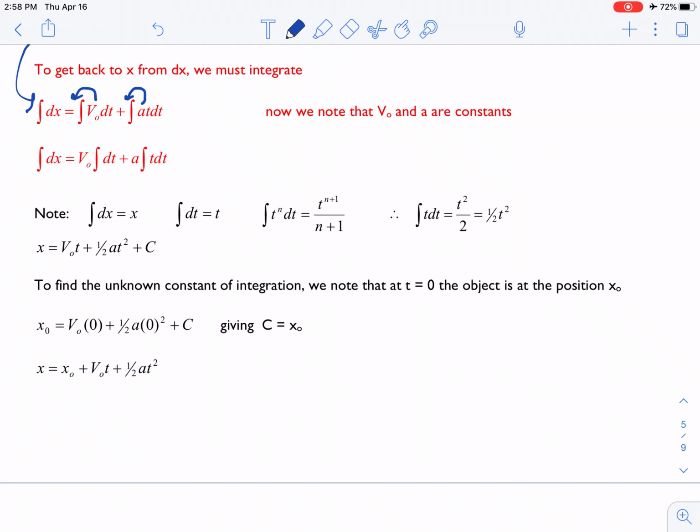Dx integral is going to give you x, dt is going to give you t, and t to the n dt is t to the n plus 1 over n plus 1. And this is related to that. Look at what is the power of t in this case? It's simply 1, right? So n becomes 1, then this becomes t squared over 2. And that gives you 1/2 t squared, and you have a, so 1/2 at squared. That's the term. And dt integral is simply t. That gives you v0 times t.